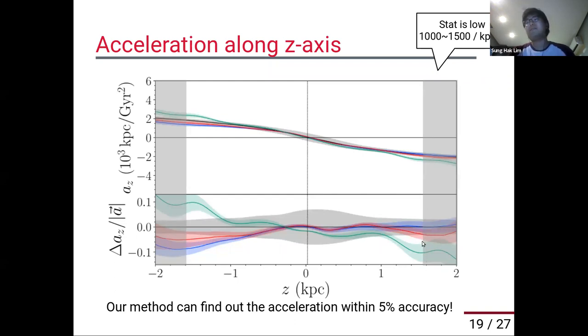And you can see that some deviations are growing quite fast if you go to z larger than roughly 1.5 kiloparsec. But the problem is that in our simulations, the number of samples in those regions is very small. So essentially the statistical uncertainties are dominating this region, so you cannot do a very precise estimation there. That's why the agreements are getting worse in those shaded regions. But at least our acceleration estimation works very well in the bulk region, which is the place near the sun.